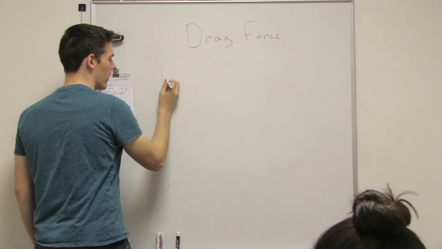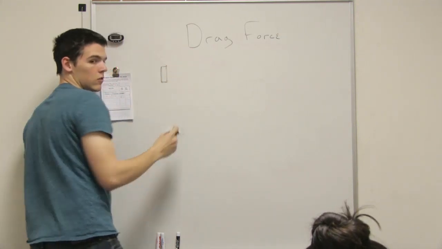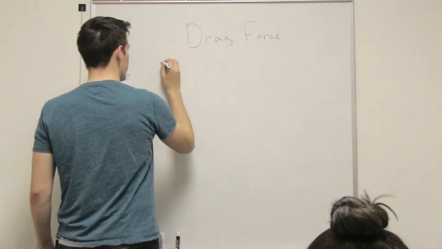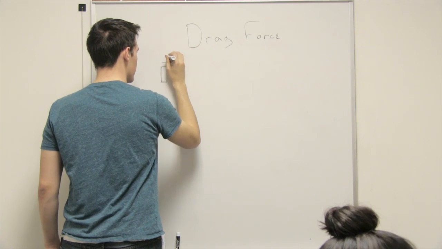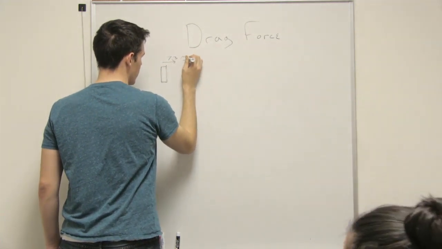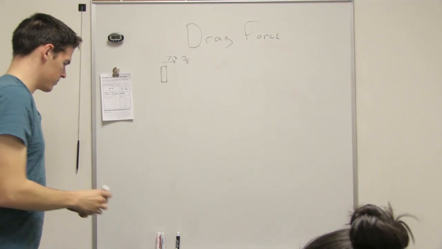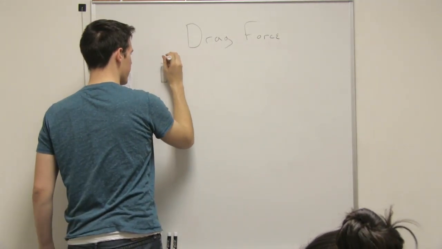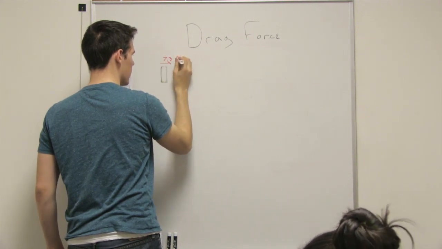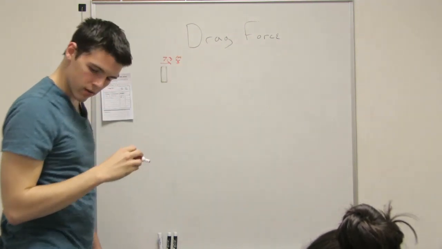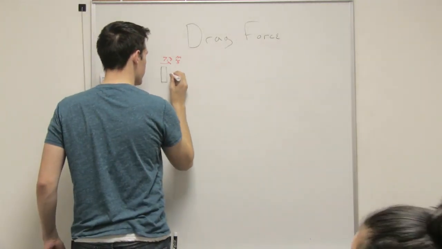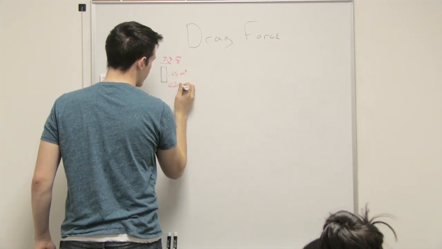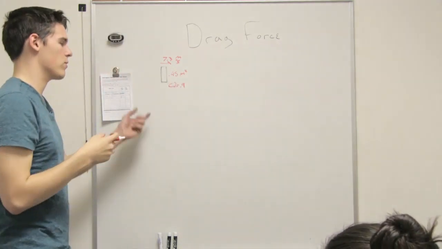All right, here is our guy on a bicycle. He's going forward at how many miles per hour? 7.3 meters per second. He has a frontal area of 0.45 meters squared, and he has a drag coefficient of 0.9.